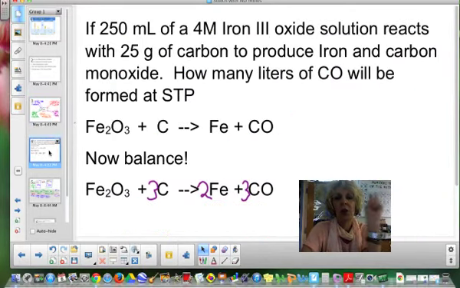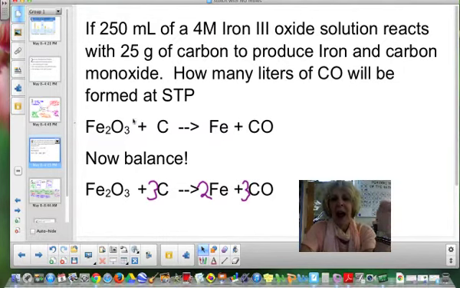So here we go. We're going to do 2 stoich problems, and here is my first one. If 250 milliliters of a 4 molar iron 3 oxide solution reacts with 25 grams of carbon to produce iron and carbon monoxide, how many liters of carbon monoxide will be formed at STP?